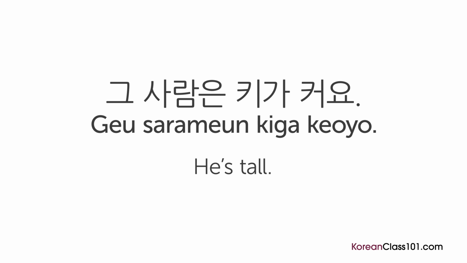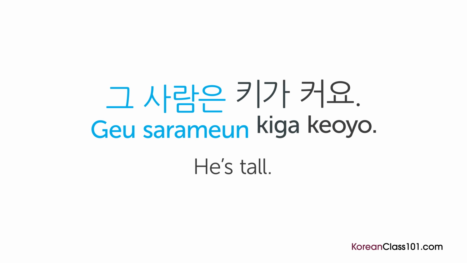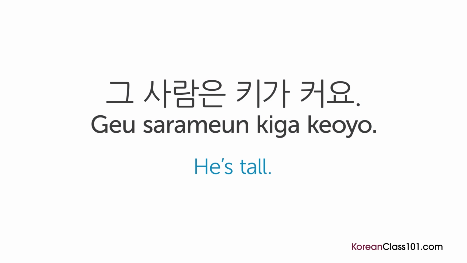Here's another example. If you want to comment on someone's height, you could say 그 사람은 키가 커요, which means he's tall. However, if you want to sound more natural, you can say 그 사람 키 커요. Here, the particles 은 and 가 are omitted. Please remember though, in formal situations, it's best to use the particles.